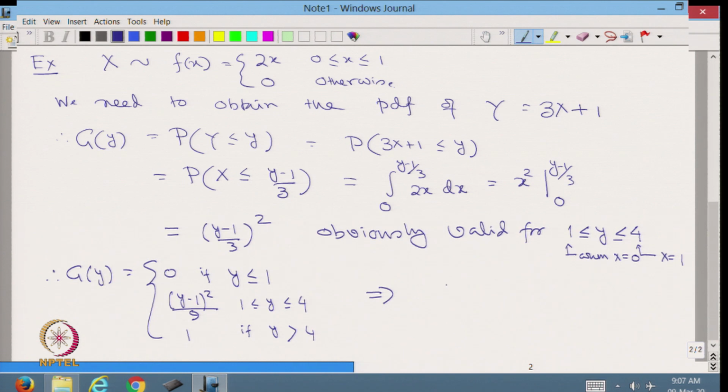This implies that the PDF g(y) is going to be 0 if y is less than or equal to 1, equal to 2 by 9 (y minus 1) for 1 less than or equal to y less than or equal to 4, and equal to 0 if y is greater than 4.